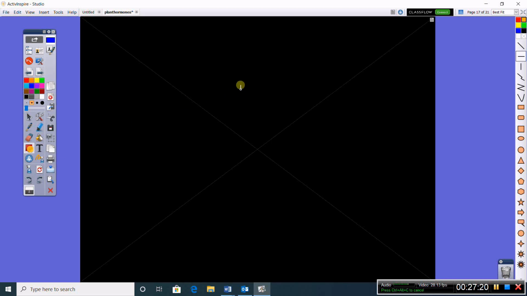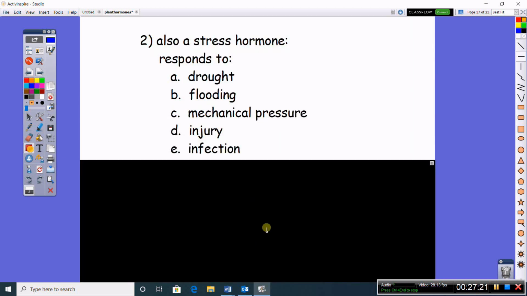All right, let's see what else. Ethylene is also a stress hormone. It is a much broader stress hormone than abscisic acid. Abscisic acid really is only a stress hormone in response to drought, whereas ethylene is a stress hormone that responds to drought, flooding, mechanical pressure, injury, like a wounded or bruised fruit, and infection.